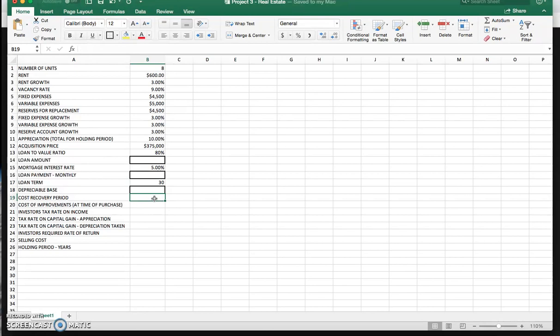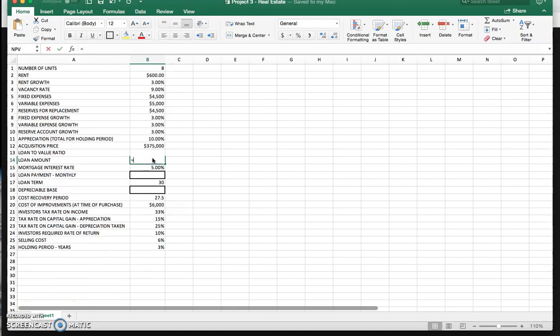And then moving down to cost recovery periods, 27.5. Cost of improvements at time of purchase, $6,000. Investor's tax rate on income, 33%. Tax rate on capital gain for appreciation is 15%. And then tax rate on capital gain for depreciation taken is going to be 25%. Investor's required rate of return, 10%. Selling cost is 6%. And then the holding period is going to be 3 years.